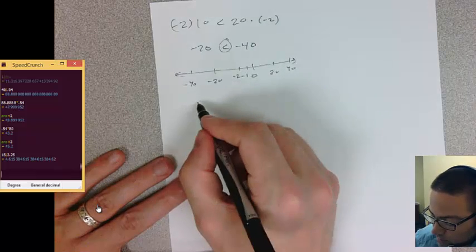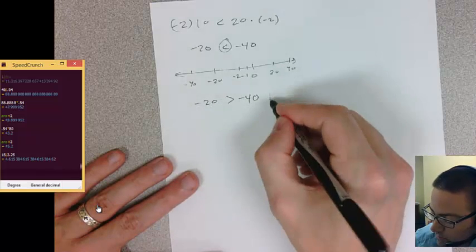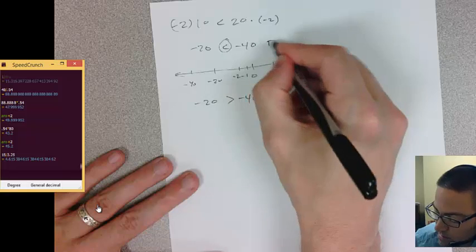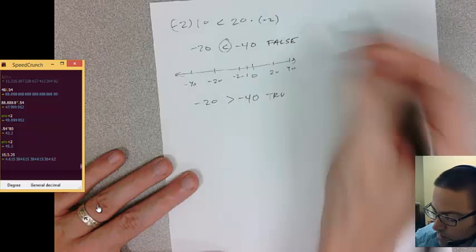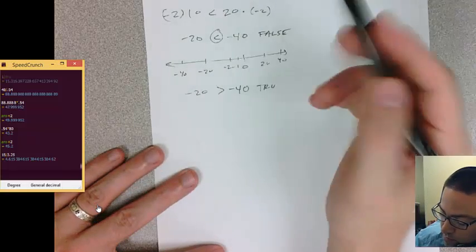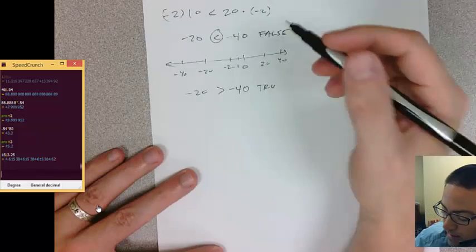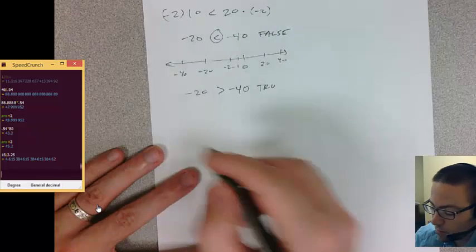So to keep it true, I need to flip that inequality symbol, because this is false. So you will see that anytime you multiply by a negative number, you have to flip the inequality symbol. And anytime you divide by a negative number, you have to do the same thing.